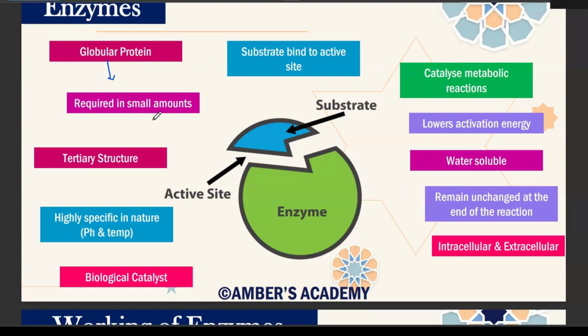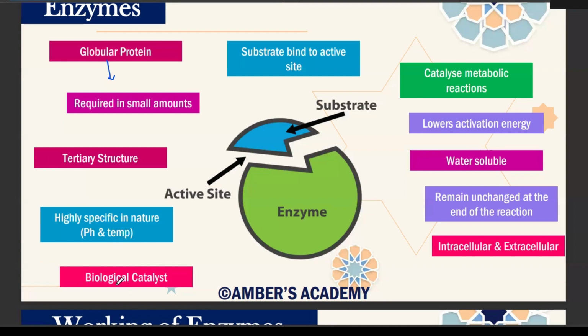Then we need them in small amounts. It has a tertiary structure because now we are done with biological molecules. We now know that all the proteins are tertiary in nature, but few of them are quaternary in structure. Quaternary are those which have more than 2 polypeptide chains. Then we are already aware that it is highly specific in terms of pH and temperature, that it works at certain pH and in certain temperatures.